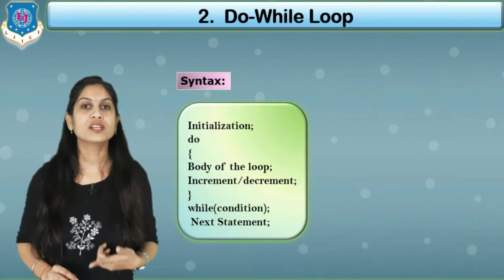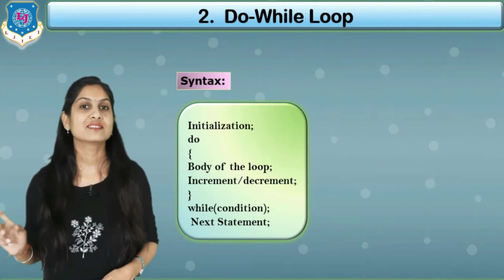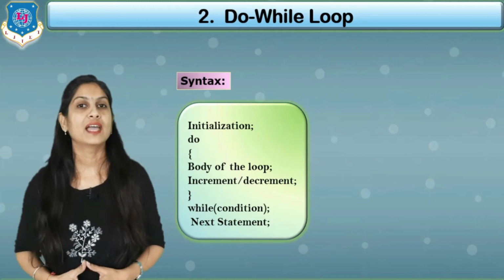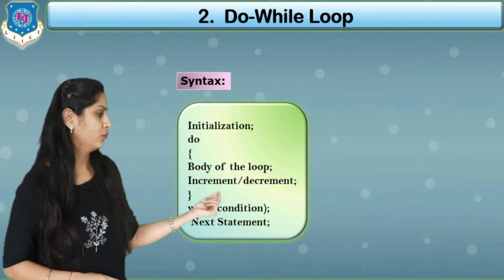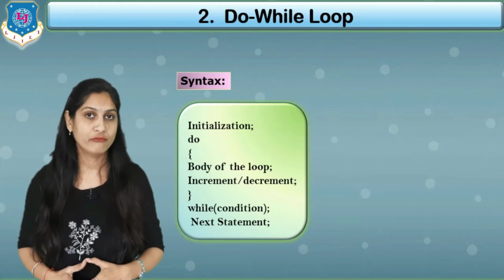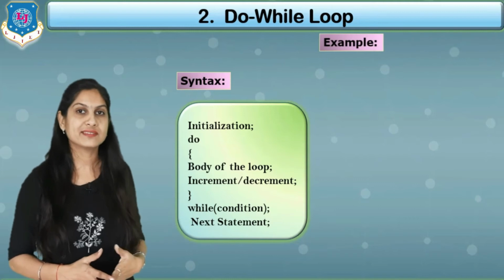But suppose you want to print using while, then there is no semicolon at the end of while. But here, in do while, you have to compulsorily put the semicolon at the end of while. Now, how will this syntax be executed?